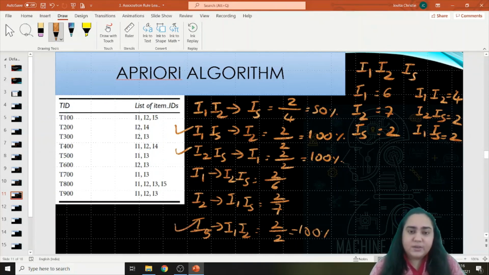So the patterns that we found interesting are these three, which means in my store, I can say that if someone is buying I2, they will definitely, 100%, buy I1 and I5 also. If someone is buying I1, they will definitely buy I2 and I5 also. And if someone is buying I1 and I2 together, then they will definitely buy I5 also, with 100% confidence. So that's what the Apriori algorithm allows you to find out. So I hope you understood all this, and thank you for watching this video.